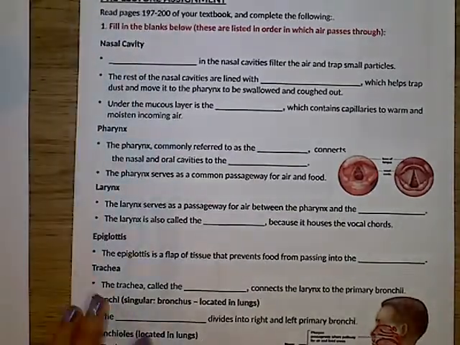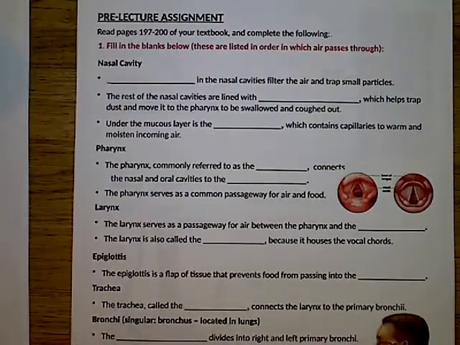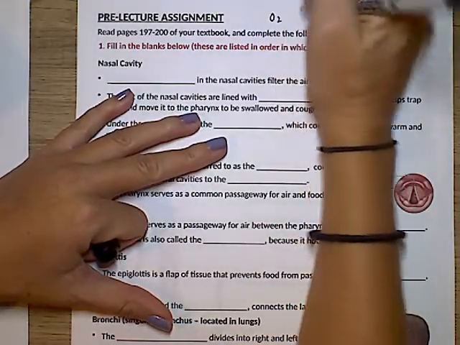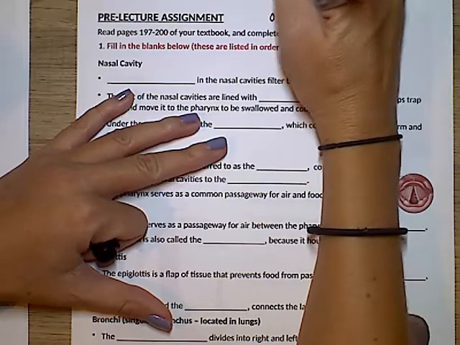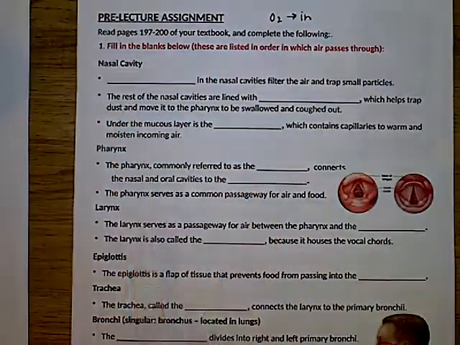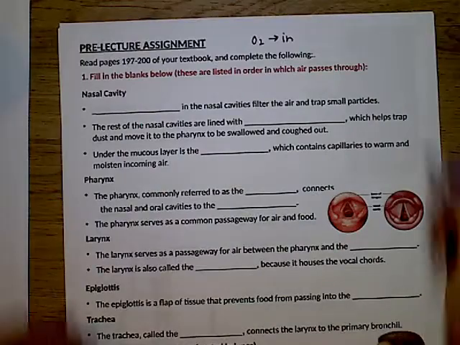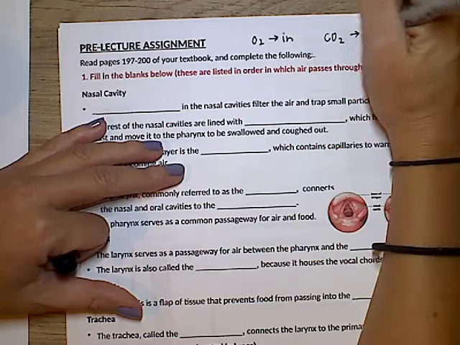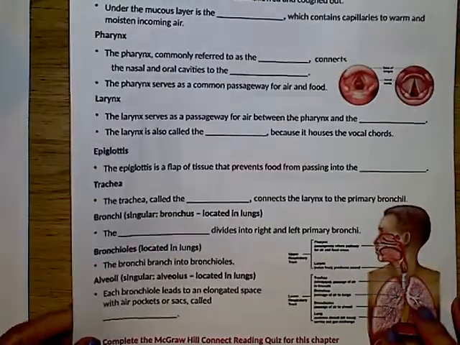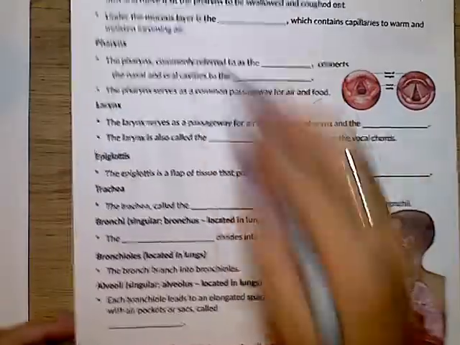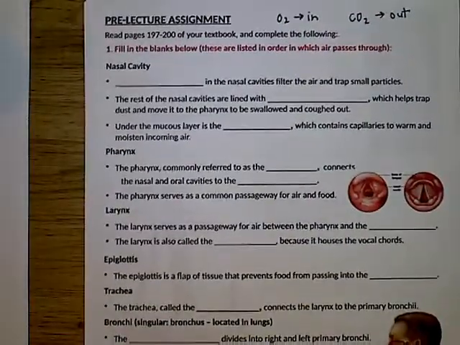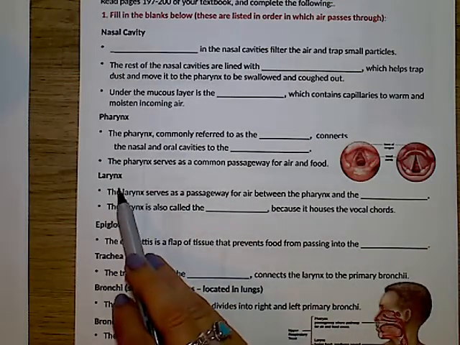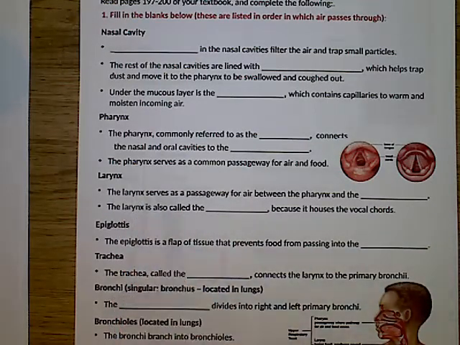So in the pre-lecture assignment, what you need to know here is the order. If oxygen is coming in, it's going to go in this order from top to bottom. And if carbon dioxide is going out, it's going to go from bottom to top. You might be asked on the test a question like, you're breathing oxygen in, it has reached the larynx, what structure is it going to come across next?